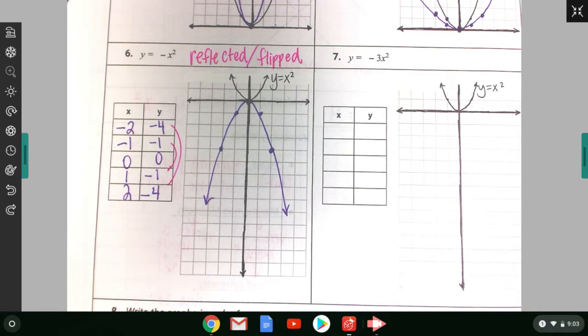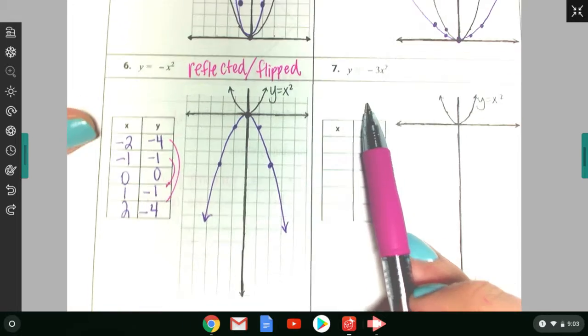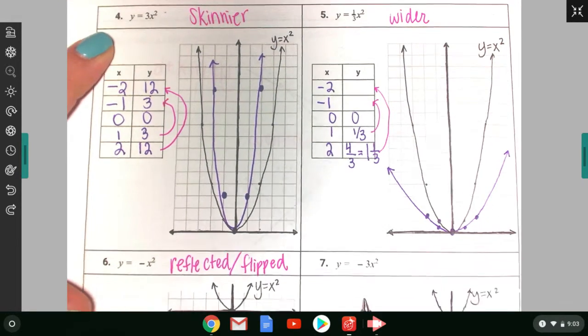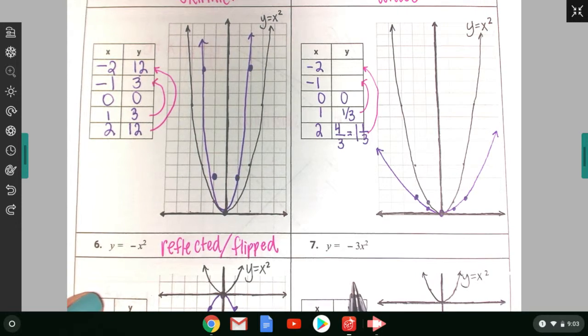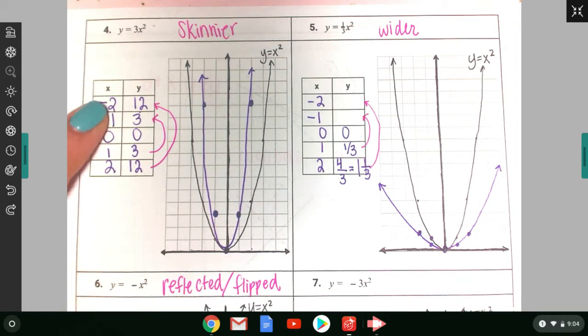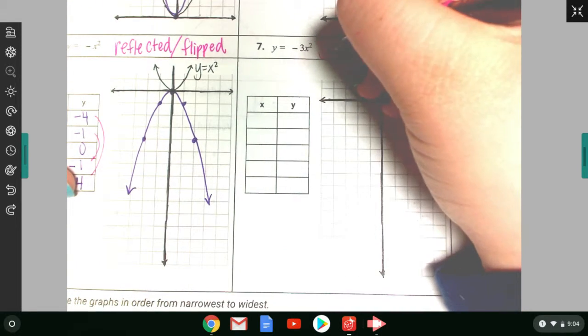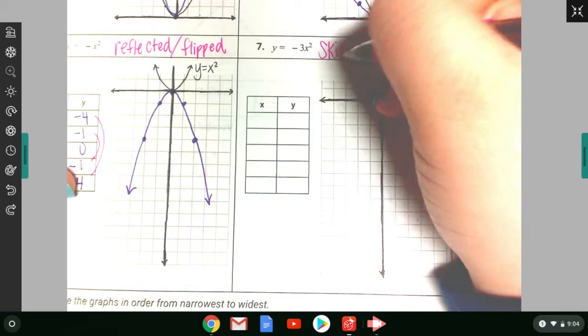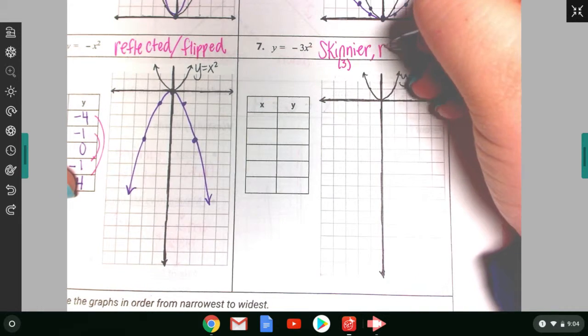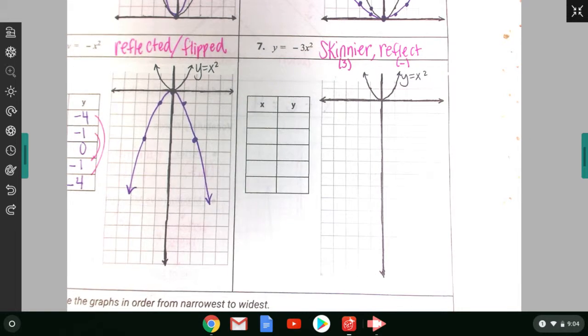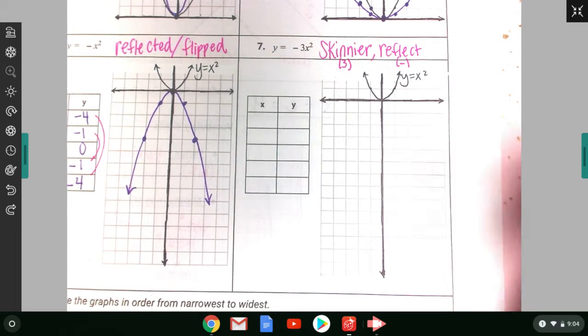Let's do one more. So this one, since we already kind of know what's happening, notice number 7 is like a combination of 6 and 4. So 4 was 3x squared, 6 was -x squared. We could take a guess that this should be skinnier and reflected, and that's going to be what will happen here. So this should be skinnier because of the 3, and this should also reflect because of the negative. So both things will happen here. Let's show it.